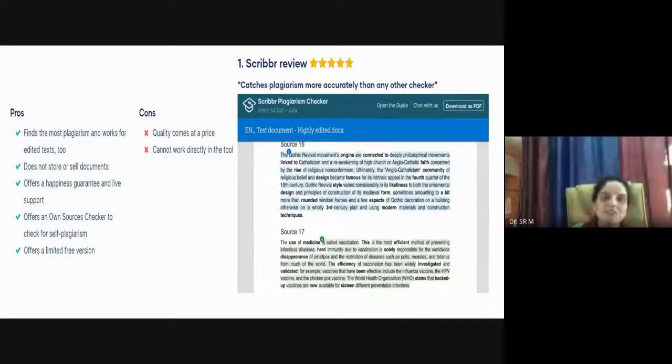And there is live support and there is customer support. They offer their own sources so that we can check our self-plagiarism also. They are giving a limited free version, because we all know quality comes at a price. And we directly cannot work in this tool. That is a main disadvantage. But the results are presented in a clear as well as in a downloadable overview, and different colors are there if there is some plagiarized text which is used for different sources, so that it is very, very easy for the users to assess each plagiarism issue separately.